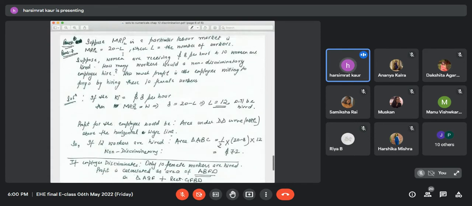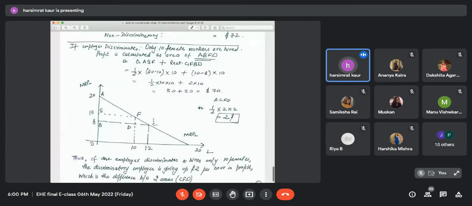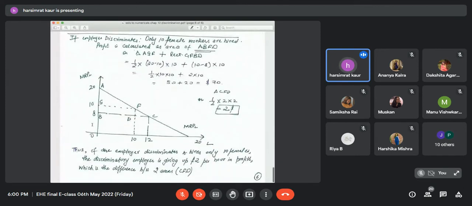Similarly, when L becomes 0, then it is MRPL. When L becomes 0, MRPL is 20. So it is the same value, and you can find these axis values. Now, if my wage rate is 8, ultimately your employer must hire 12.